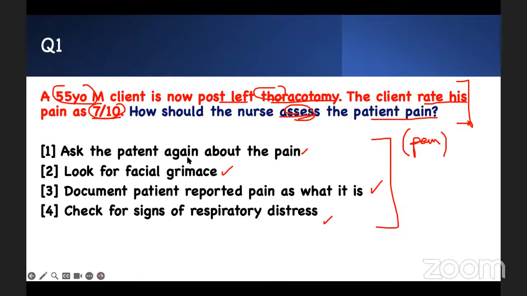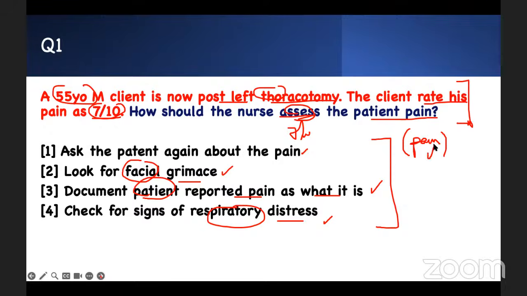Do you ask them again if they have 7 out of 10 pain? Or do you check their face to see if they have a grimace to tell you they are in pain? Or do you just document whatever they told you? Or do you wait until they are in respiratory distress? Expect them to ask you this kind of question. It's a concept. What is pain? Every time they ask you a pain question, it's the same concept. They're not going to change it.